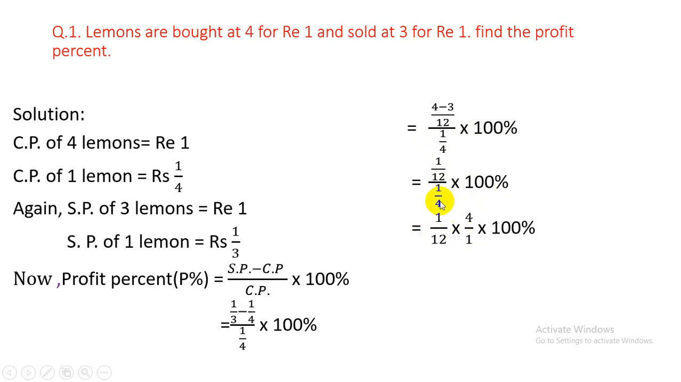The reciprocal of 1 by 4 is 4 by 1, into 100%. Now multiply: 400 divided by 12 is equal to 33.33%. That is the answer.